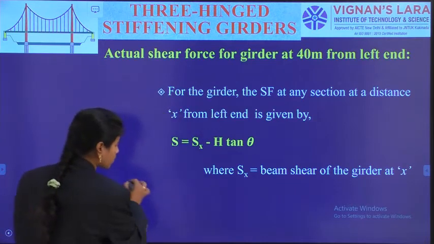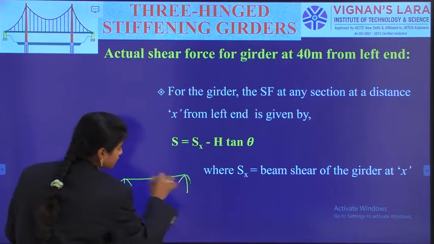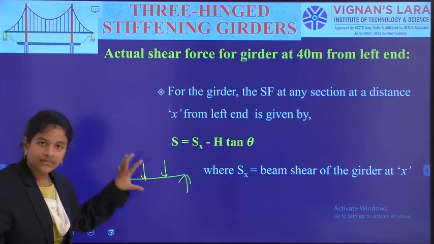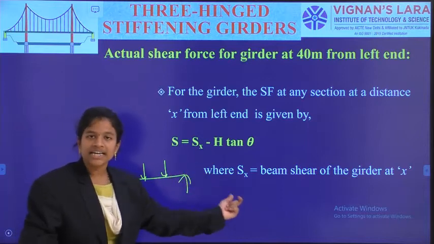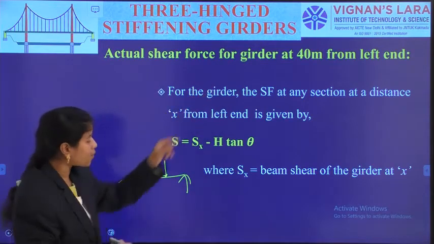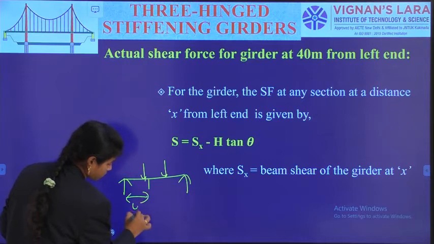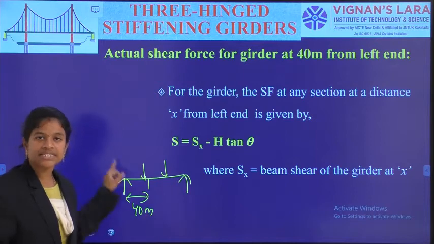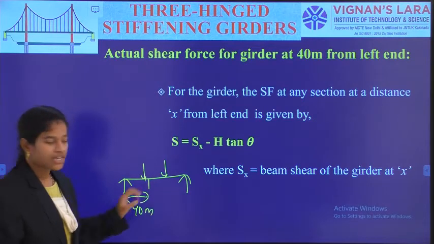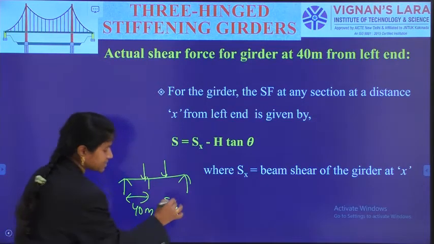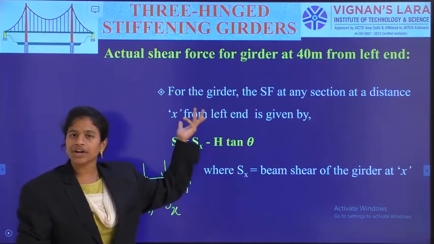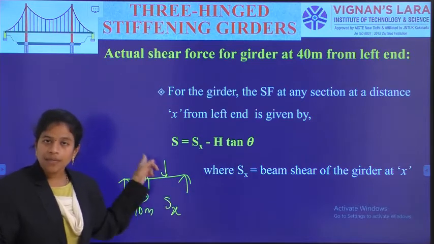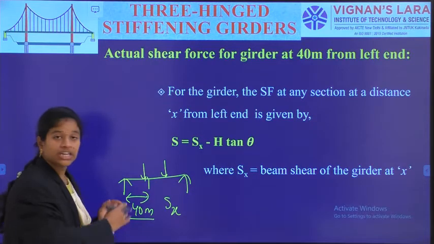Beam shear means we are considering this girder with only point loads. So only with this loading application, what is the shear force we have got at the point where we said 40 meters. So at this 40 meters, what is the shear force for this girder is the beam shear. Okay, so this answer is Sx, and capital H is horizontal component of reaction, we already know, and then tan theta. Theta is involving the slope of the cable at this particular 40 meter position.